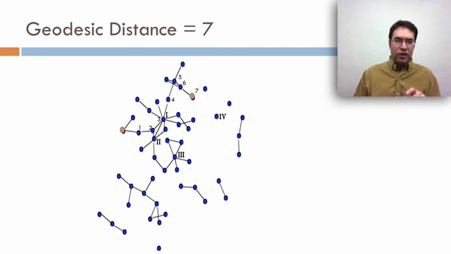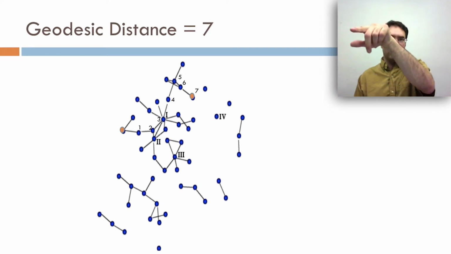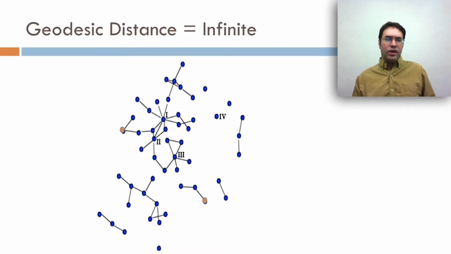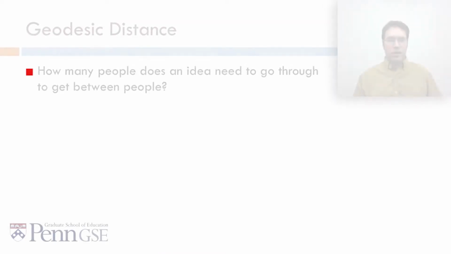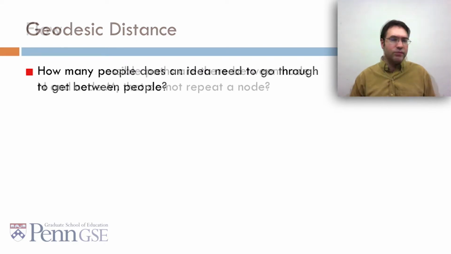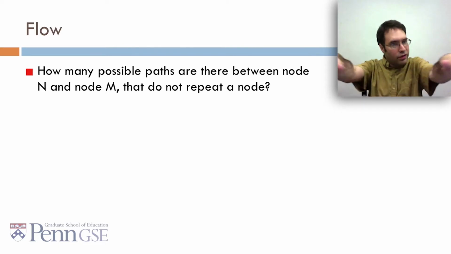The answer is 7. 1, 2, 3, 4, 5, 6, 7 links. How about these 2? Well, in this case, there's no way between them, so it's actually infinite. One way you might use geodesic distance is to say, how many people does an idea need to go through to get between people? Another construct we might want to think about is flow.